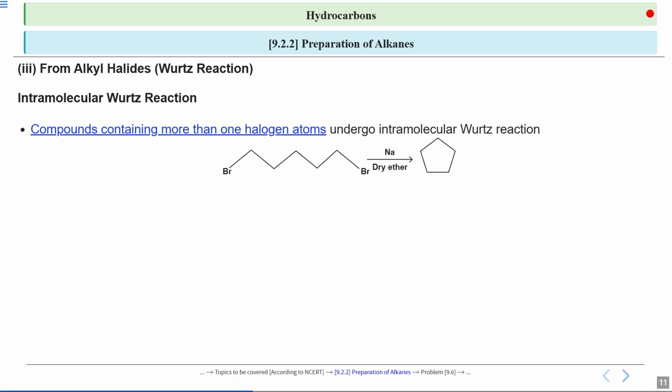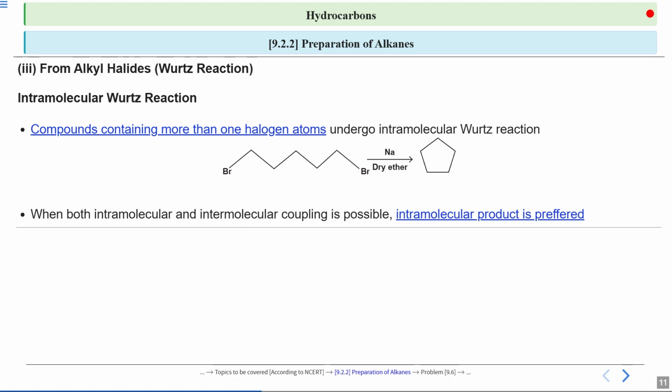Here is a visual representation of the intramolecular Wurtz reaction. Notice how the halogen atom present at the terminal end facilitates the formation of a cyclic structure. Now, we are getting a 5-membered ring because both of these bromines are getting eliminated, this and this, and they are joined by the ends to give us the cyclopentane. Again, this reaction is occurring in the presence of sodium and dry ether.